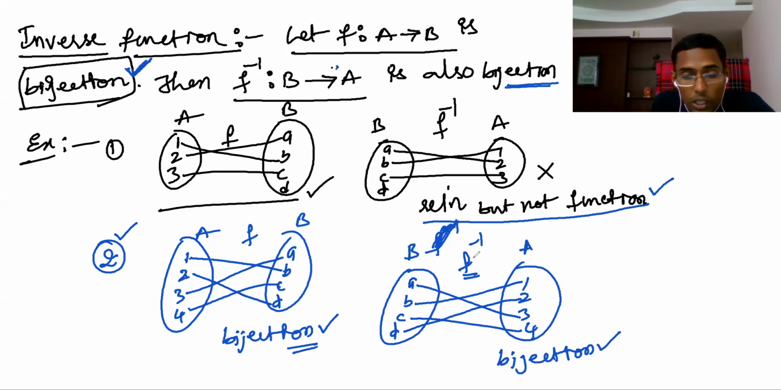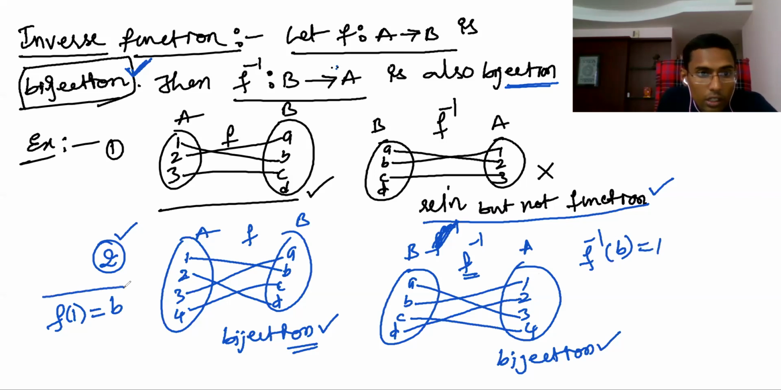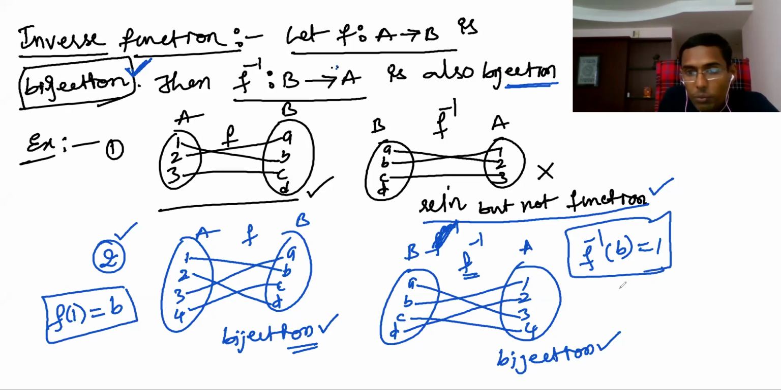But here, what will happen? Here, what we write is f of 1 equals B. But here we reverse: f inverse of B equals 1. See, this is a relation here. Hope you got it, right? So if you take B equal to f of 1, that only you get here. Therefore, if 1 is the pre-image of B, or inverse image of B, you can write f inverse of B is 1.